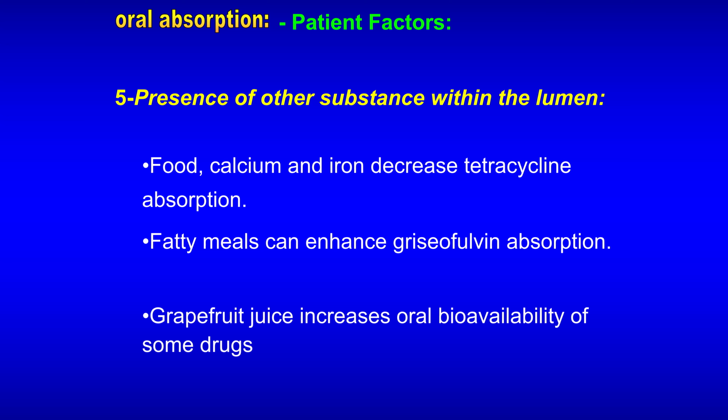The fifth factor affecting oral absorption is the presence of other substances within the lumen. This includes interactions such as food, calcium, and iron decreasing tetracycline absorption, fatty meals enhancing griseofulvin absorption, and grapefruit juice increasing the oral bioavailability of some drugs.